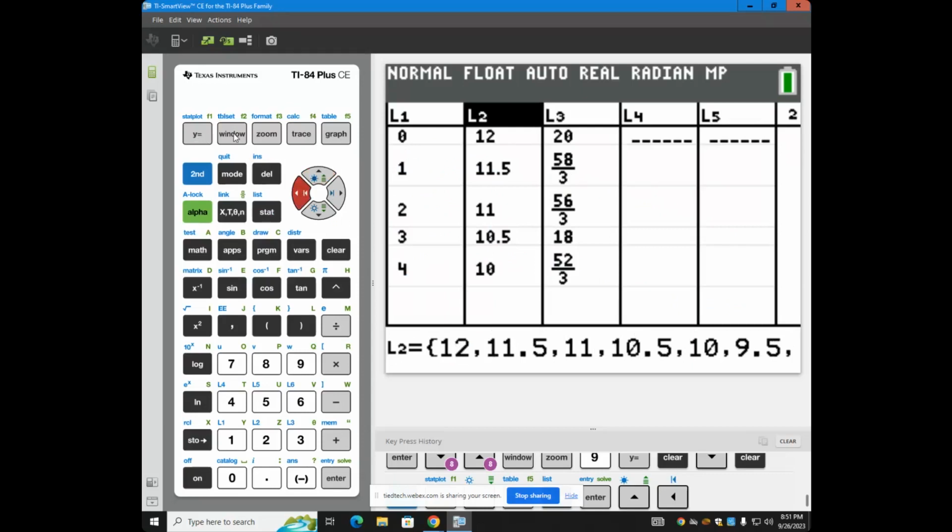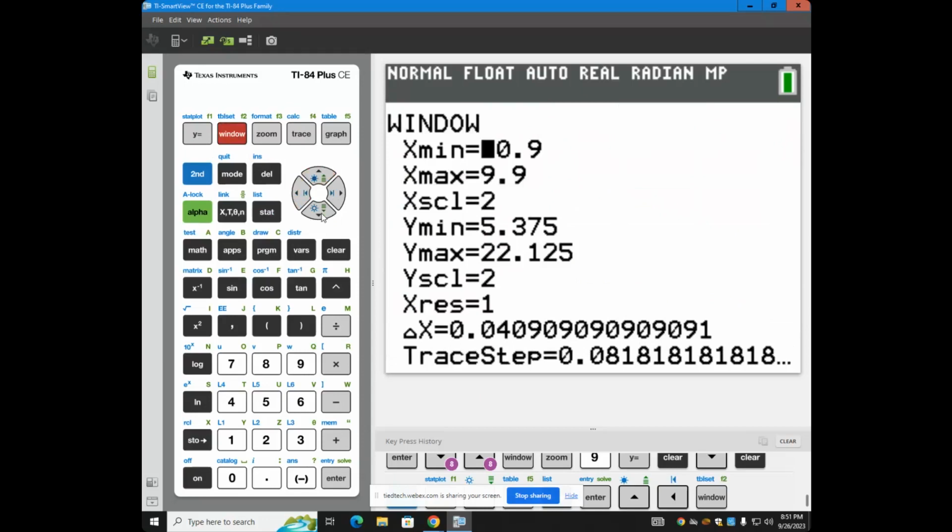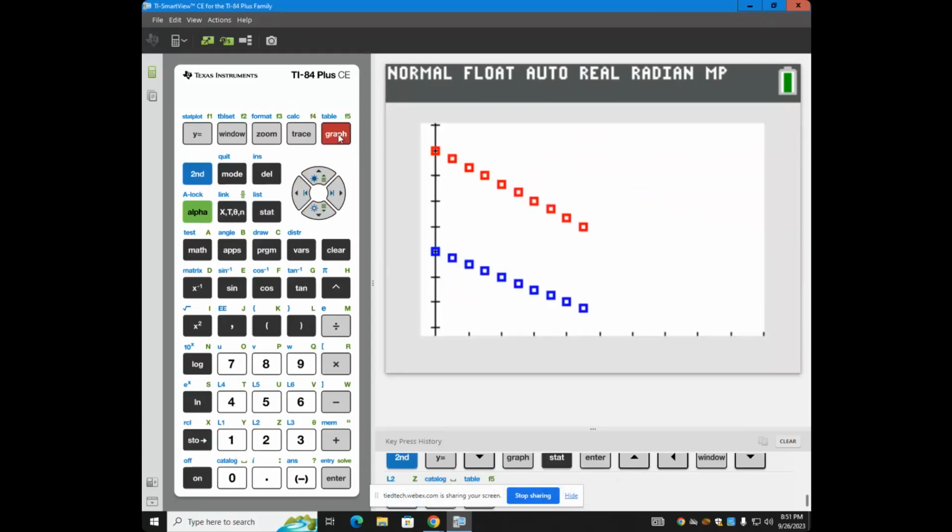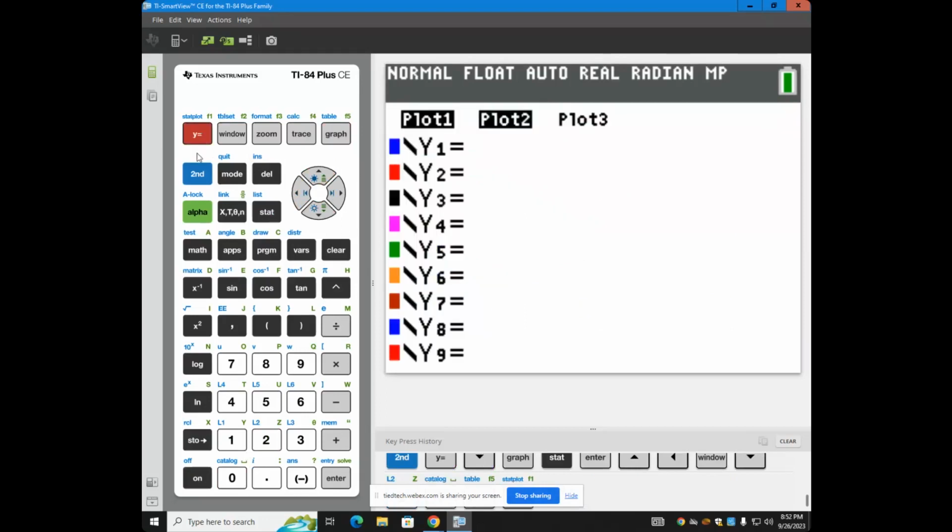So we want to expand out this window because they did not match. They did not intersect at 9 seconds. So I'm going to put that out to 20 seconds. And let's see if we can start to see that. So we can kind of see they're going down, but still not great. So instead, we're going to go to y equals.